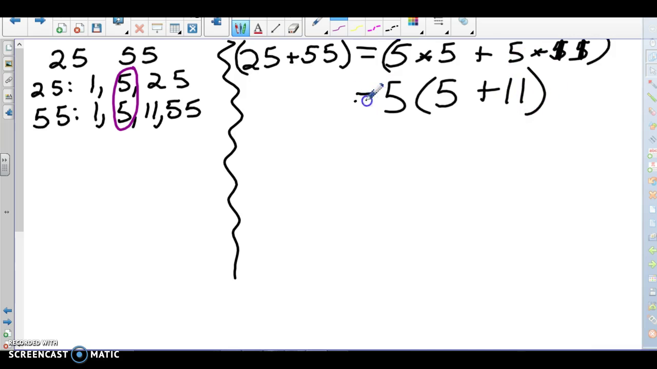Well, in this case today, we're going to actually add the two numbers in the parentheses, which is 16, and multiply by 5. And you get, well, 5 times 10 is 50, and 5 times 6 is 30. It gives you a total of 80.